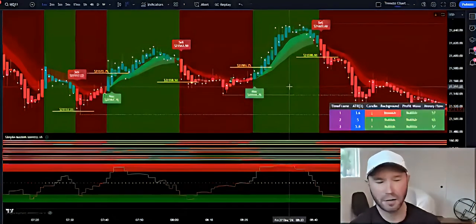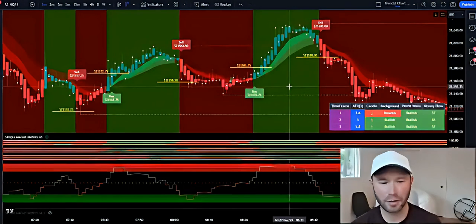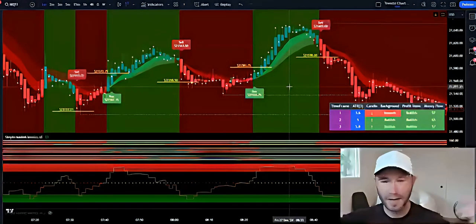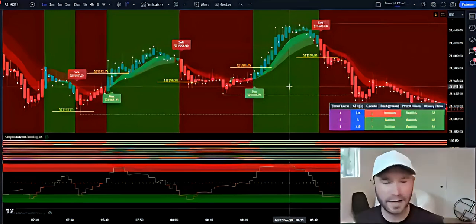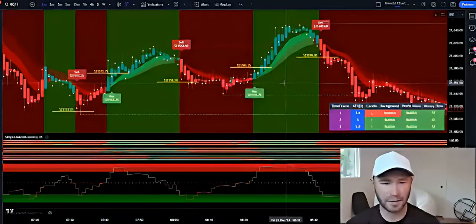Can you use this with stocks, crypto, Forex? Yes. Anything that you trade on TradingView, you can use this for. Is it dedicated a bit more to futures? Yeah. I love trading the ES and the NQ. NQ is what I personally trade myself and have had some good success with.